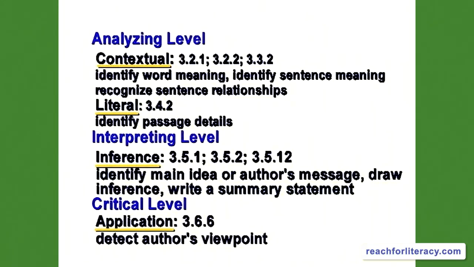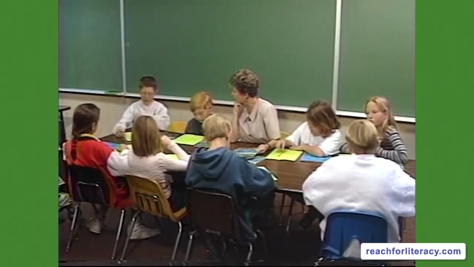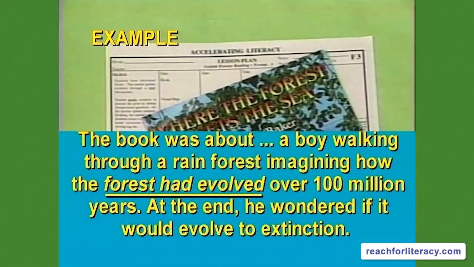The trainer coach pointed out that before a lesson begins, a teacher needs to formulate several summary statement possibilities of the main idea or the author's message. This not only directs the teacher's questioning, but also allows the teacher to assess verbal and written responses during the lesson. Summary statements generated by the trainer coach included, the book was about a boy walking through a rainforest and imagining how the forest had evolved over 100 million years. At the end, he wondered if it would evolve to extinction.